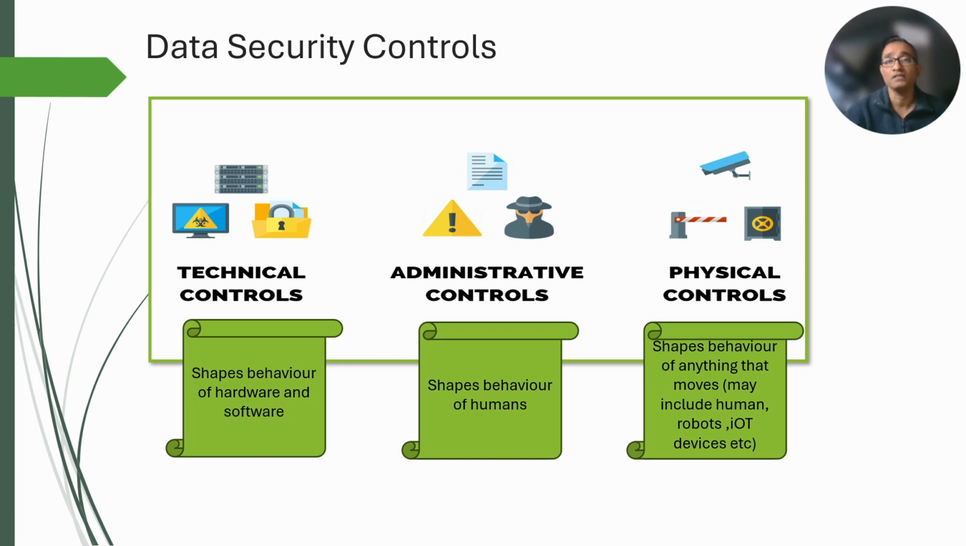So in a nutshell, these three control areas work in tandem with each other to make sure that we have a foolproof data security framework implemented, which will allow us to prevent misuse of the data, leakage of the data, and, for instance, theft of the data.